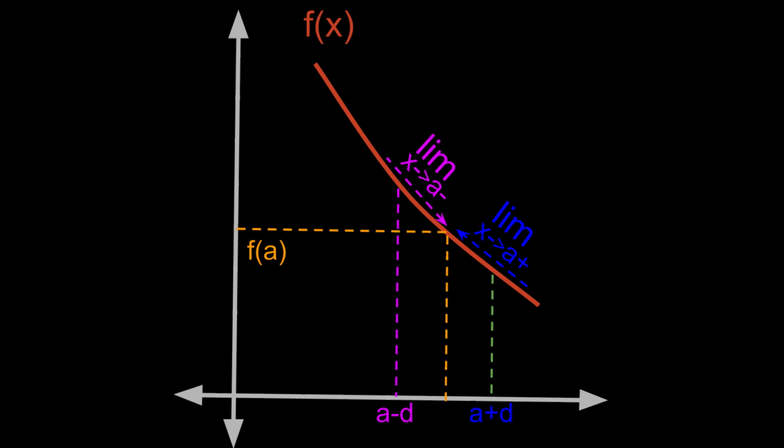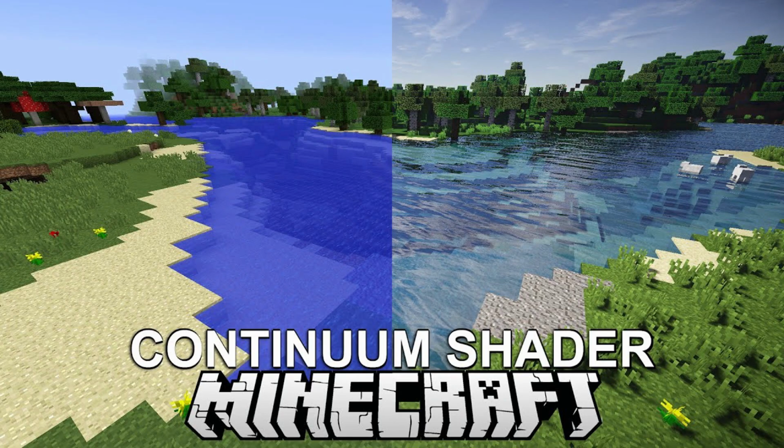Basically, a limit is the value a function approaches when its input gets closer and closer to a certain number. Limits can be taken from the positive side or the negative side, and are usually written like this. Now you know what limits are, let's move on to function continuity.